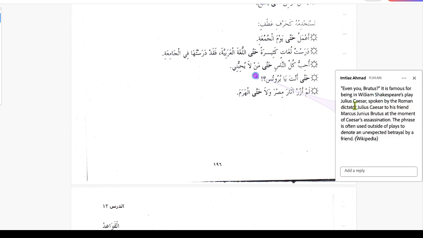It is famous for being in William Shakespeare's play Julius Caesar, spoken by the Roman dictator Julius Caesar to his friend Marcus Junius Brutus at the moment of Caesar's assassination. The phrase is often used outside of plays to denote an unexpected betrayal by a friend. So this is from Wikipedia.